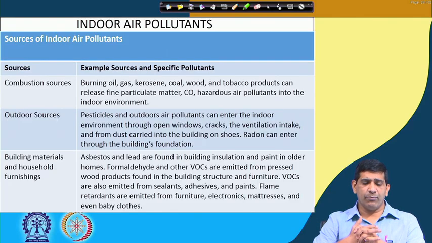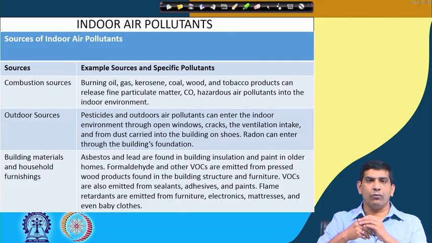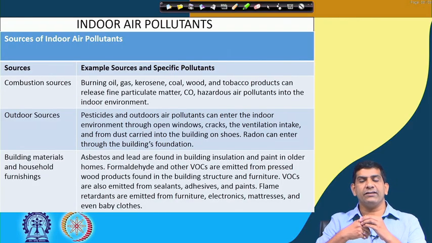and examples. Combustion: whenever there is combustion, we have burning oil, gas, kerosene, coal, wood, tobacco products. They can release fine particulate matter, carbon monoxide, and hazardous air pollutants into the indoor environment. Then outdoor sources: we have pesticides, and outdoor air pollutants can enter the indoor environment through open windows, cracks, ventilation intakes, and dust carried into buildings on shoes. Radon can enter through the building's foundation.